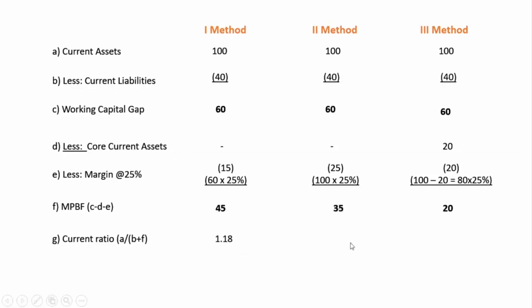So it is 75 and 1.33. If you notice, out of 100, the current liabilities are 40 plus 35, 75. It means 25% is coming from the owners. That's why the ratio is 1.33.